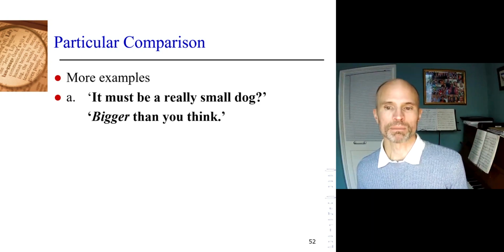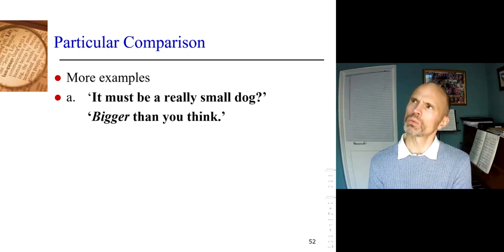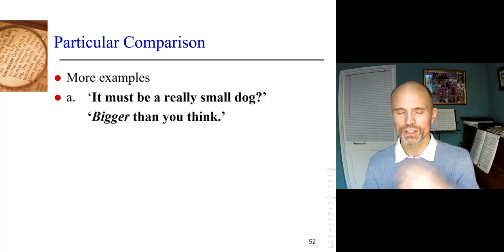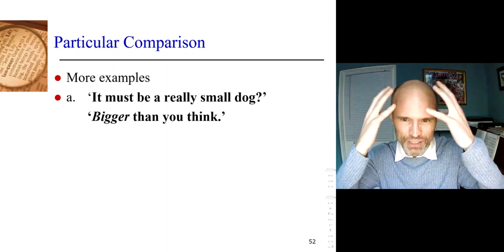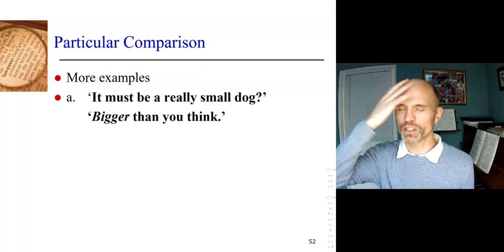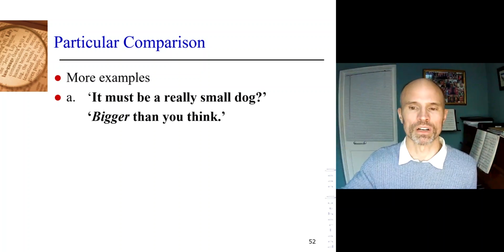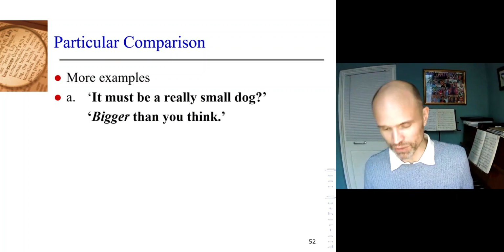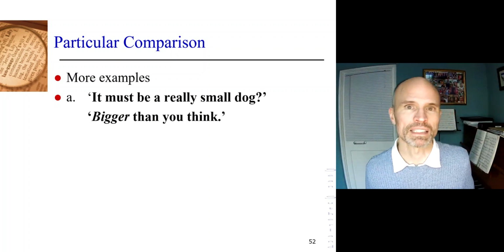A few more examples. It must be a really big dog, bigger than you think. What's being compared here? You're actually making a comparison of the really small dog to the dog that you imagine, right? It's not even comparing a real dog, but it's still a comparison, right? There's the dog you're thinking about and the actual dog being compared. Dog A that you think and dog B, the actual dog, are compared in terms of size, how big they are.